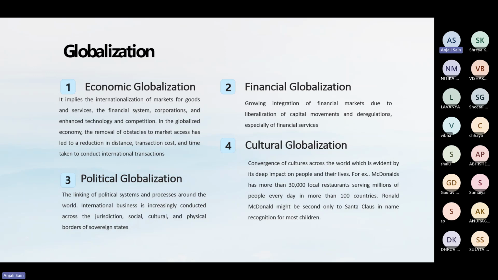Like, for example, McDonald's has more than 30,000 local outlets serving millions of people every day in more than 100 countries. मतलब McDonald's एक foreign brand होते हुए भी they have established their local restaurants in many countries, and they are also loved by the people of the other foreign countries. Ronald McDonald might be second only to Santa Claus in name recognition for most children. They have penetrated the foreign market to that level that every child of that country knows about it.